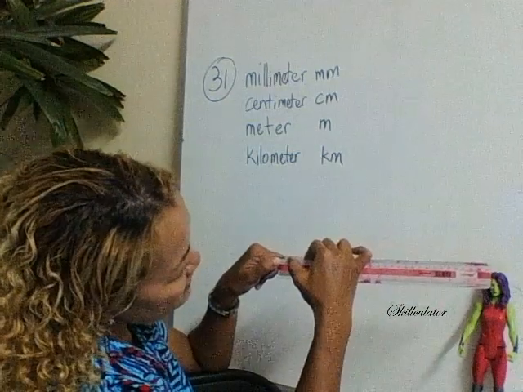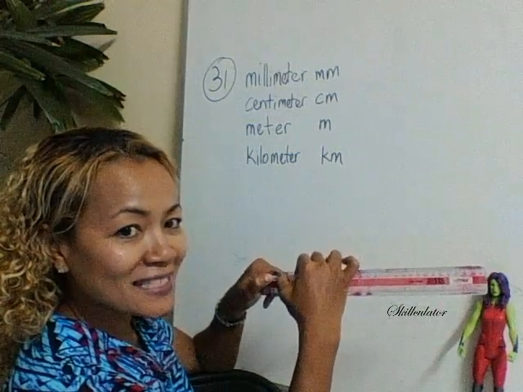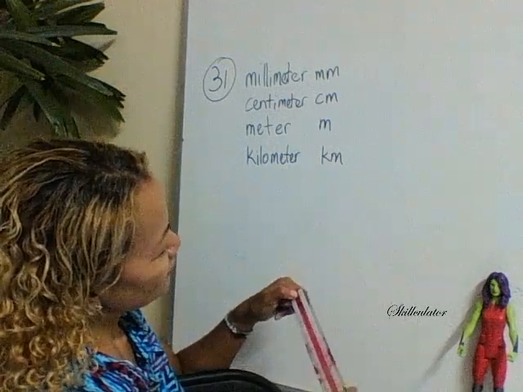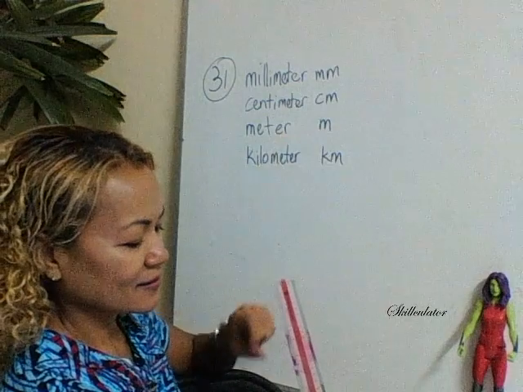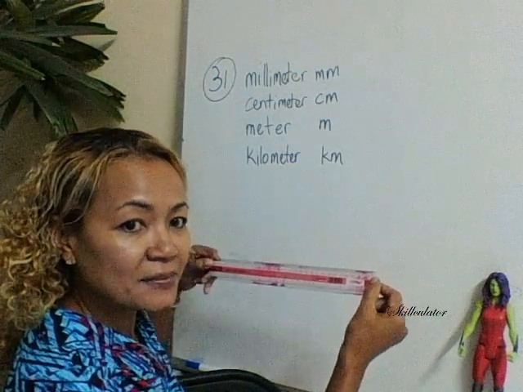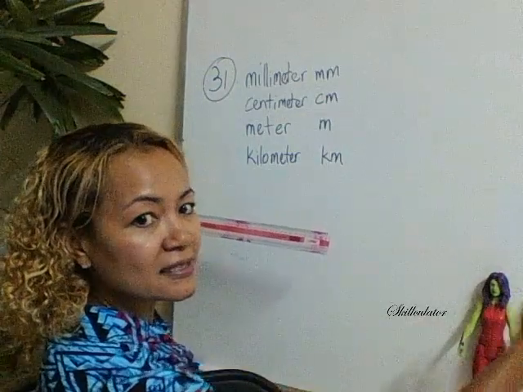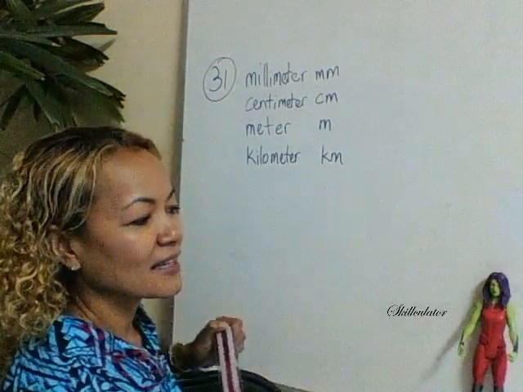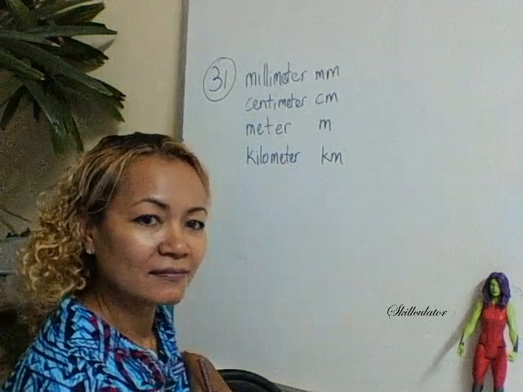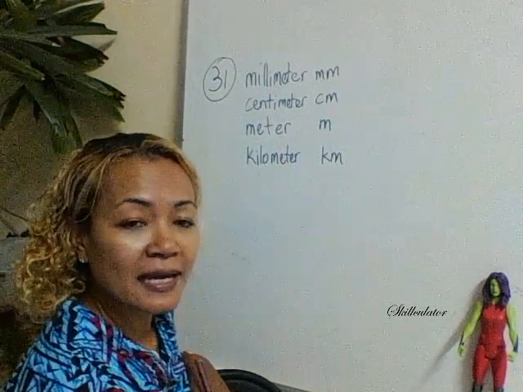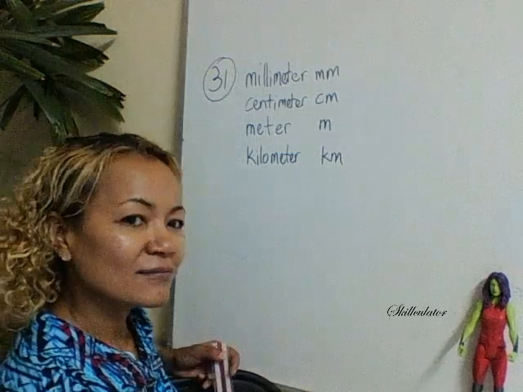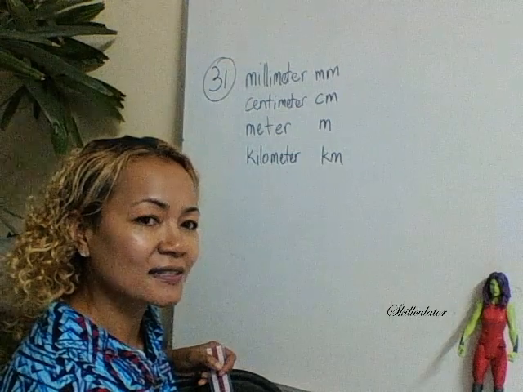I'm unlikely to be using something that small to measure distance between here and Nandi, here being Suva. What about meters? This is just 30 centimeters, but 100 centimeters is a meter. So we have about 3 of these rulers end to end, and that's a meter. You'd use a meter to measure the length of a table. A table might be 1 meter, or 1.5 meters, or 2 meters, or 3 meters if it's a very, very long table. But still, a meter is a bit small to measure distance between two cities in a country.